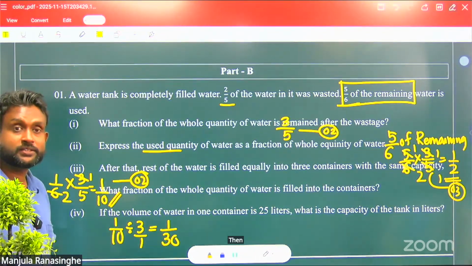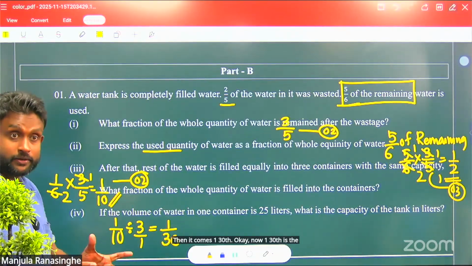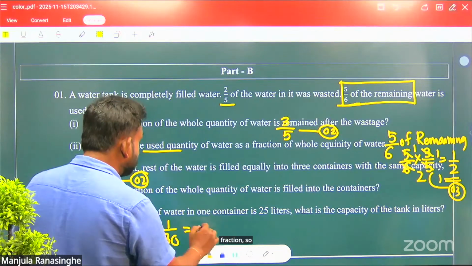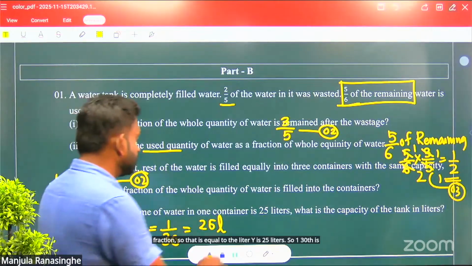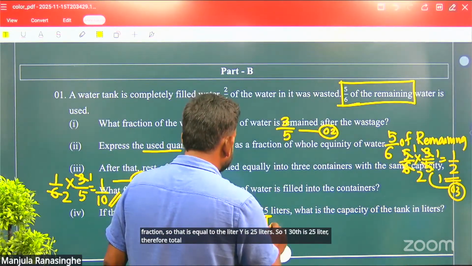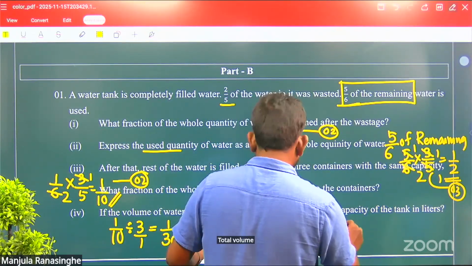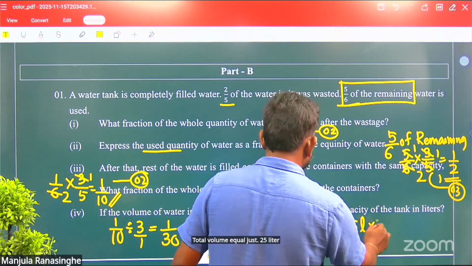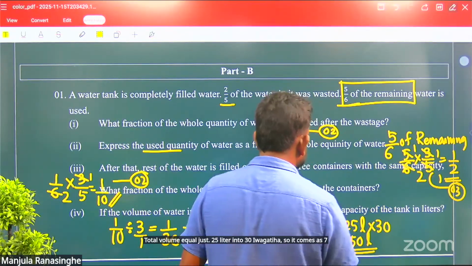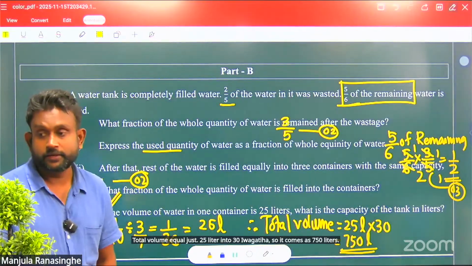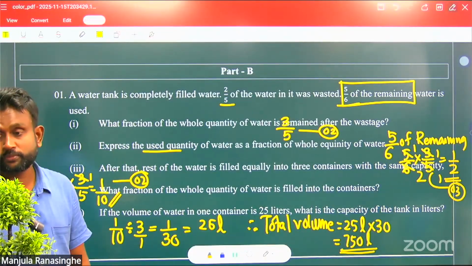Then it comes to 1/30th. Now 1/30th is the one container fraction, so that is equal to 25 liters. So 1/30th is 25 liters. Therefore, what is the total volume? Total volume equals 25 liters times 30, so it comes as 750 liters for the tank. There are 30 such parts, each of 25.